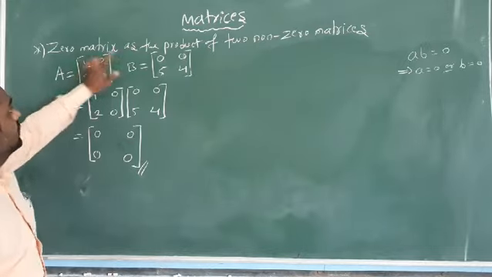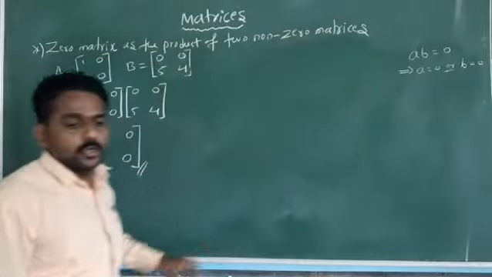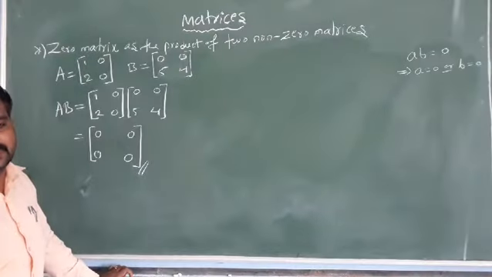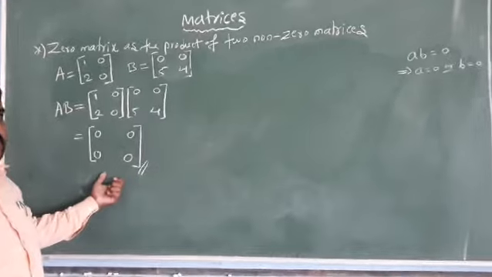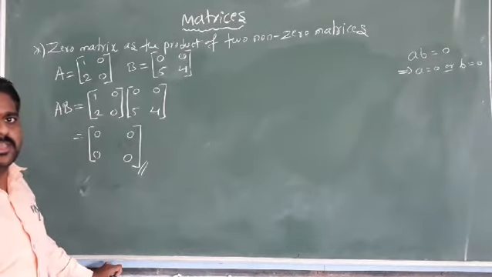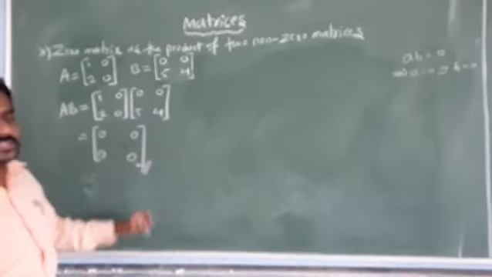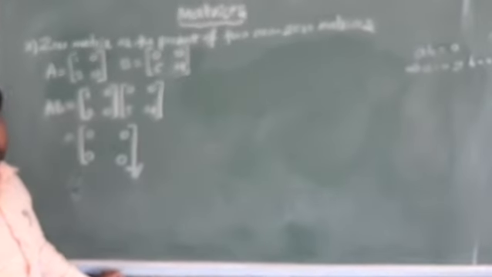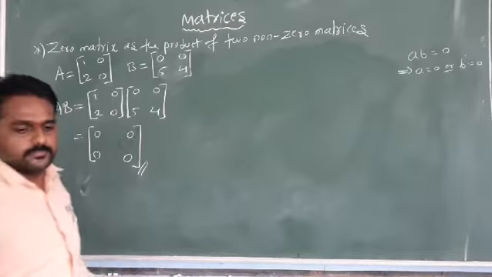That's why I wrote zero matrix as the product of two non-zero matrices. So a zero matrix need not be obtained only from two zero matrices. It can be obtained from non-zero matrices as well.